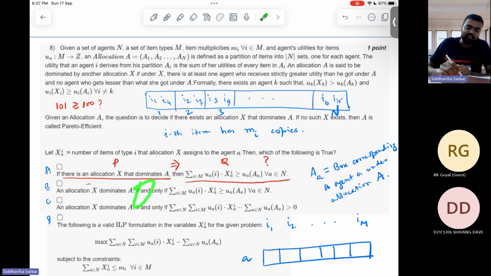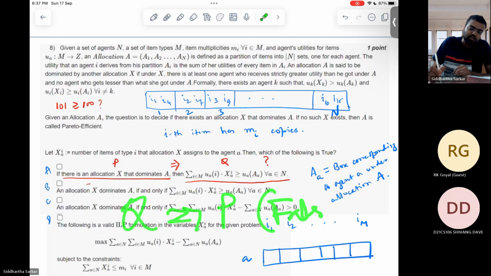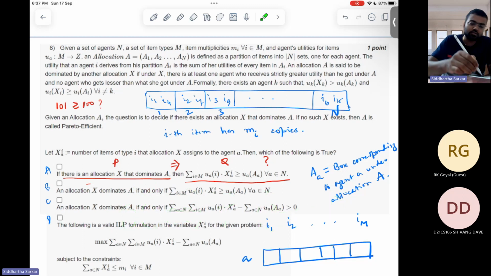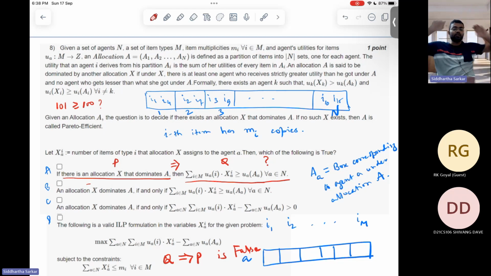If the question was whether Q implies P, that would have been false. But whether P implies Q, that is the question. I understand now. You are saying that Q implies P is false. That is 100% true. If somebody says that maybe all the agents have derived equal utility under the new allocation X, then the domination relationship you are claiming is not true. P is not true. So Q implies P is false. But does P imply Q? That is the other direction of the question.